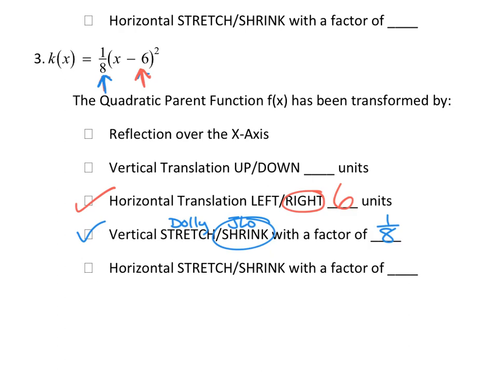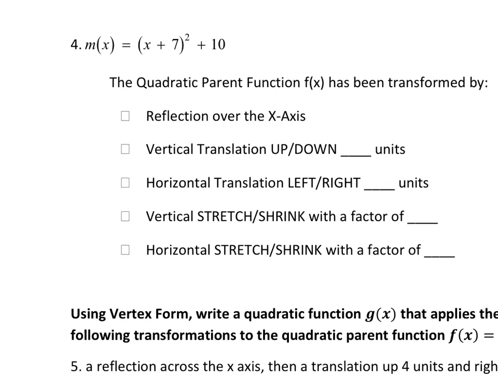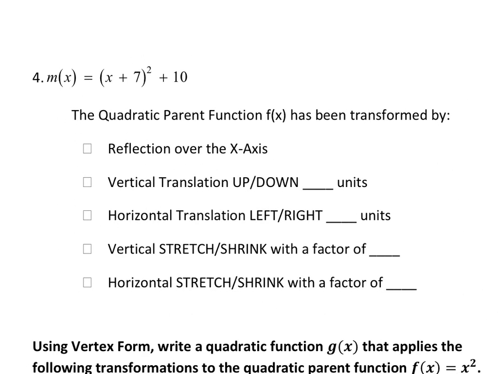On number 4, how many things are different in number 4 from the parent function? It doesn't have an A. Doesn't have an A value, so it's not going to be any of the stretches or shrinks, but it does have an H. And a K. The H part always tells me a horizontal translation. Since this is +7 in there, which direction is it going to go? Left 7 units. And since it says +10 at the end, that's my K, so it should be moving up 10 units.